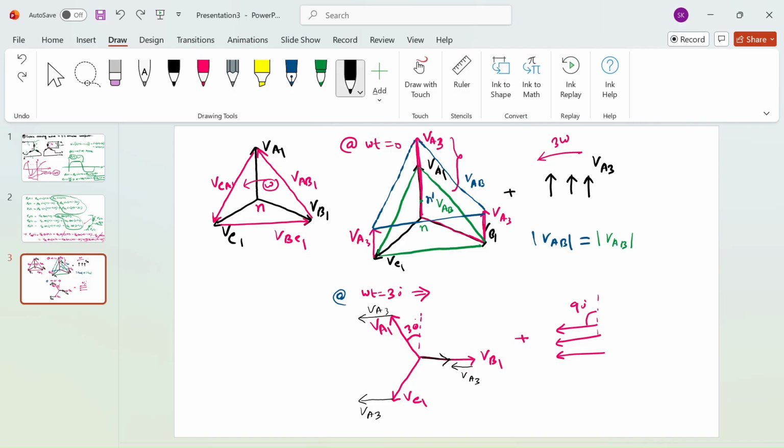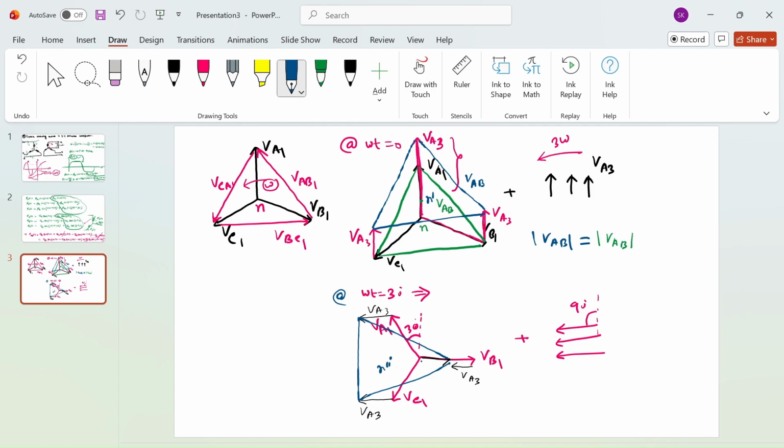So if I try to draw the equivalent line to line voltage, it will be this one, this one, and this one. See, the line voltage magnitude must remain the same, but my phase voltage keeps on changing. So maybe this time your neutral will shift to this point, N double prime.